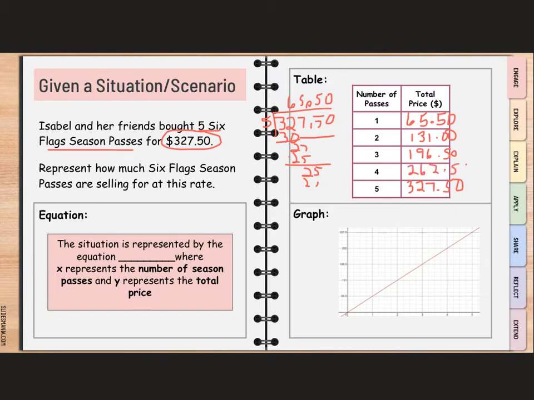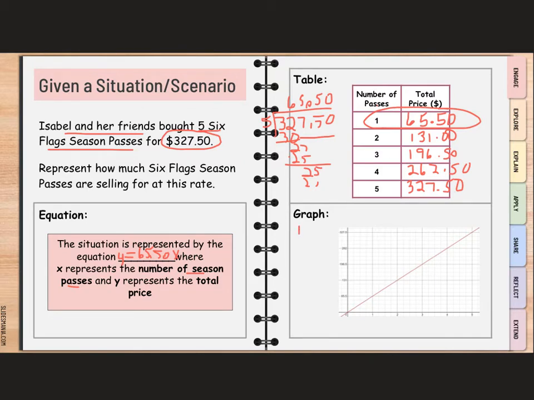So I've given you the situation, the word problem. Your job is to organize that information in a table by comparing the number of passes and the total price, okay? Since I know my unit rate here is $65.50 for one ticket, that's an easy equation. The situation is represented by the equation y equals 65.50 times x, where x is the number of season passes and y represents the total price.